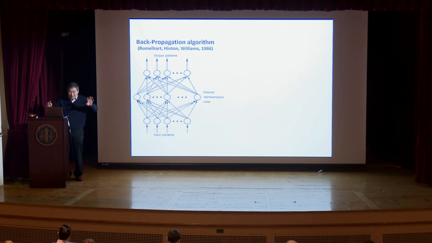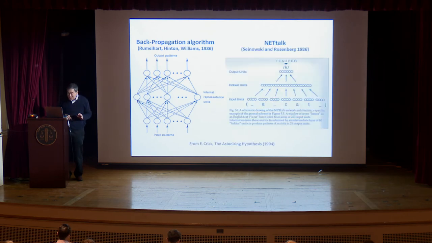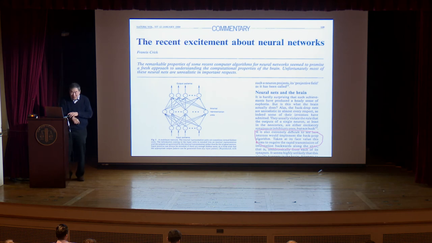Now, I remember the sensation in the late 80s when Terry was showing NetTalk to the neuroscience community, a network that can learn to speak. It's really amazing. People in neuroscience said, "Wow, that learns much more effectively than the human brain." In fact, this excitement triggered a comment by Francis Crick. He said that this excitement suggests that maybe the new neural net algorithm may promise a fresh approach to understanding the computational properties of the brain.